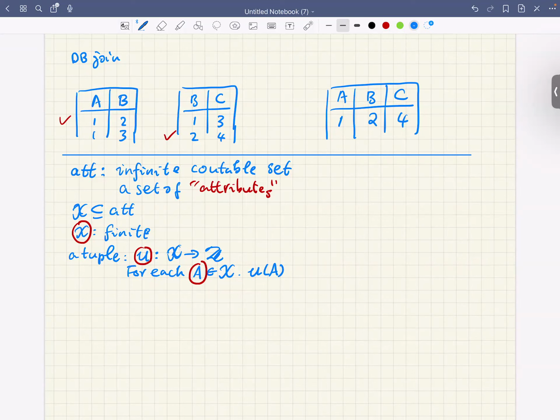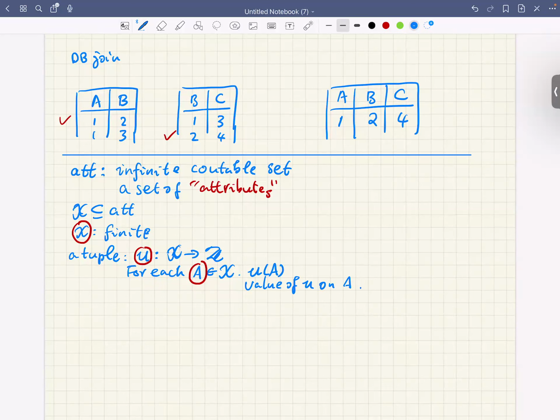So this is what I said. This is the value of this function, which is a tuple, right? Function on this attribute A, all right? This is fair because A is from this beautiful X, and X is a subset of ATT. So everything falls into the right place, okay? This is referred to as the value of the tuple U on A. So this is how a tuple is defined.